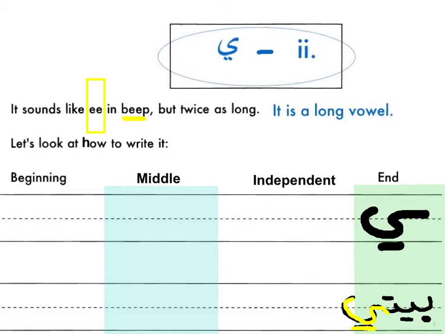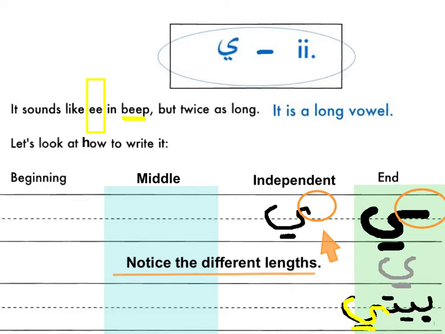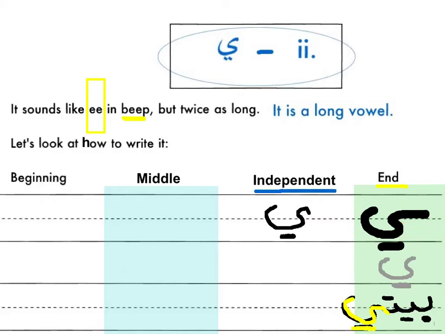When ya is written at the end of the word and it doesn't connect to the letter before it, it is written the same way it's written independently, like this. So once again, ya written independently looks like this. Example, the word qawi, which means strong.